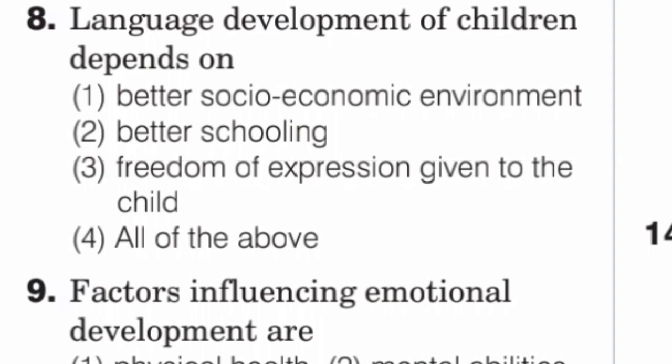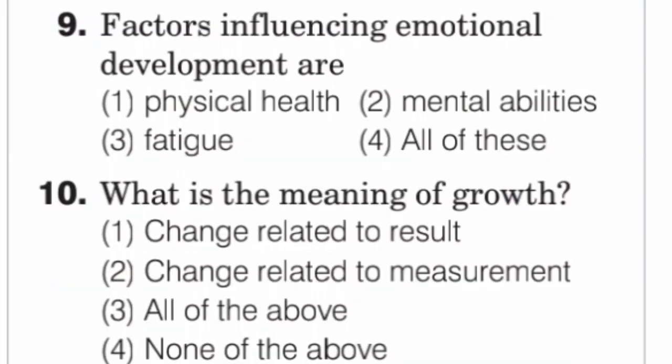Question number 9. Factors influencing emotional development are: Number 1, physical health. Number 2, mental abilities. Number 3, fatigue. Number 4, all of these. So this question's right answer is factors influencing emotional development are all of the above.